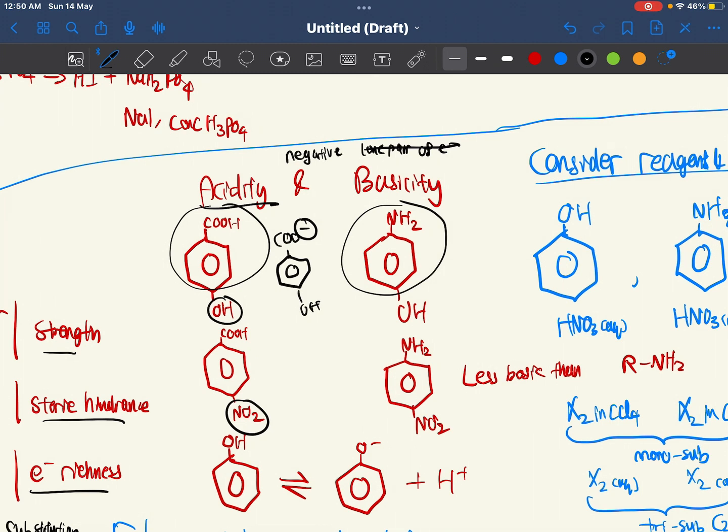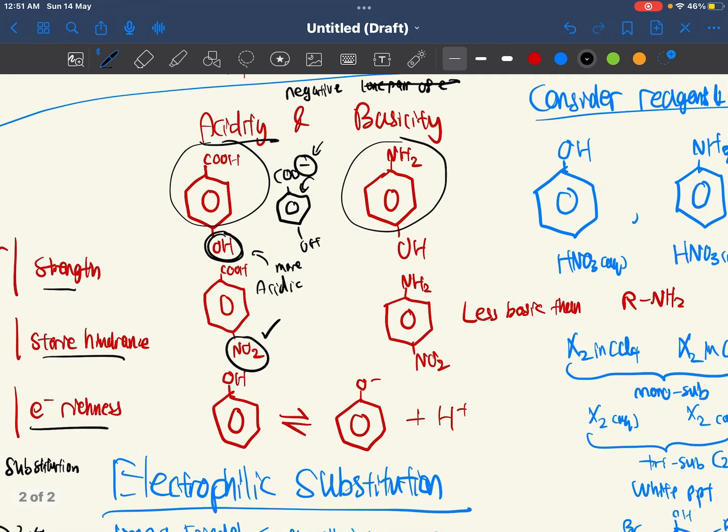Now with respect to the groups here, what we want to do is stabilize this even more, so that means I disperse even more, delocalize even more into the benzene ring. How I do that is that it's more preferable to have an EWG so that the negative charge is more delocalized into the benzene ring. Therefore this is more acidic as compared to phenol, because phenol has an activating group, so the negative charge will be delocalized over the benzene ring to a lesser extent.